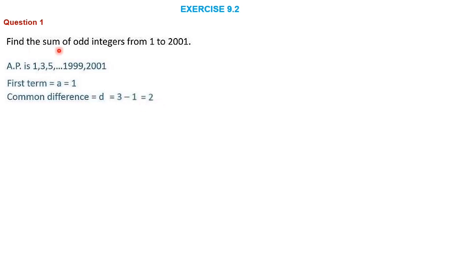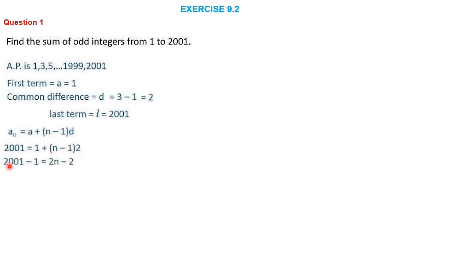Now for calculating the sum we need n. How many number of elements are there within this range? That is what we have to calculate. For that the last term is given to us, 2001, that we can take as an. An is equal to a plus n minus 1 into d. Our an is 2001. So let's take 2001 is equal to a1 plus n minus 1 into d, d is 2.